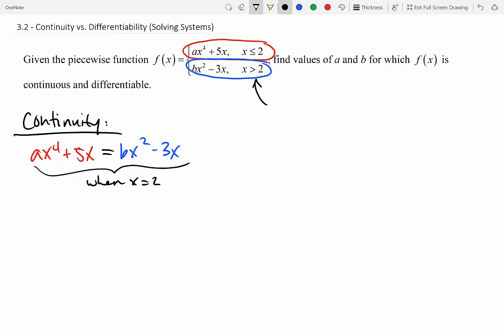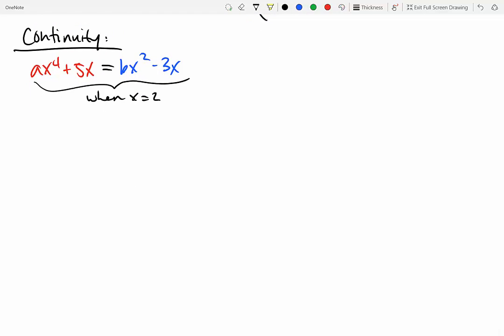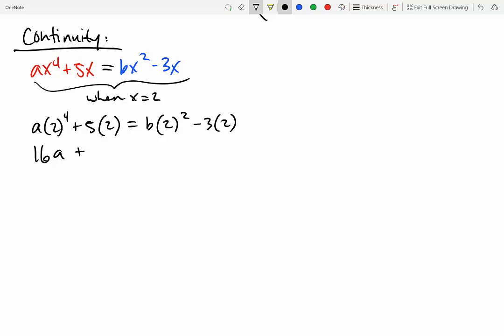Now the reason why that's so important is because now we can plug in x equals 2 and see where this problem takes us. So if you plug in 2 to all of your x values, you get a times 2 to the fourth plus 5 times 2 equals b times 2 squared minus 3 times 2. Make sure you know your powers of 2 in this question. 2 to the fourth ends up giving you 16a, plus 5 times 2 is plus 10, equals 2 squared, of course, is 4b, minus 3 times 2 is 6.